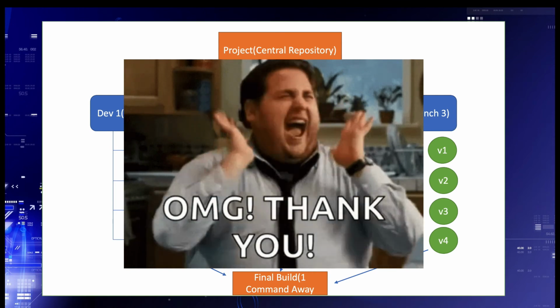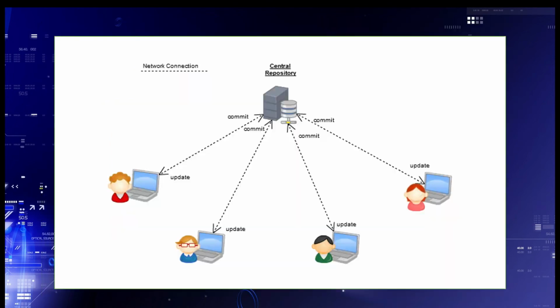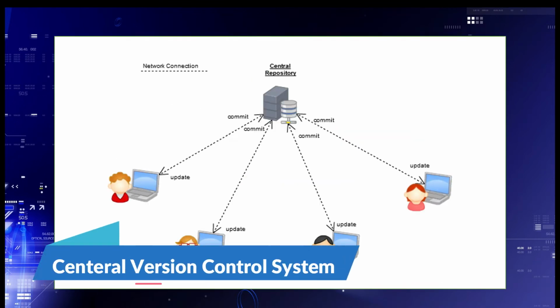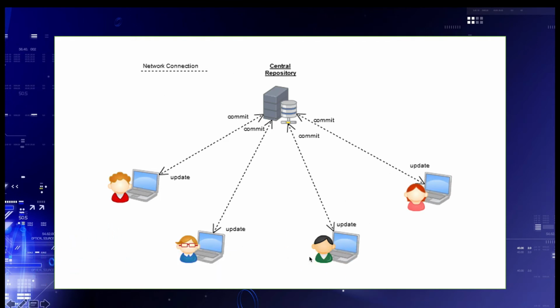So let's first talk about the version control types. There are 2 types of version control system. One is the central version control system, and the other one is the distributed version control system. In the central version control system, you have a central repository, and every developer, say we have 4 developers now, is connected to the central repository directly. But in this case, if the central server crashes, all your work is lost.